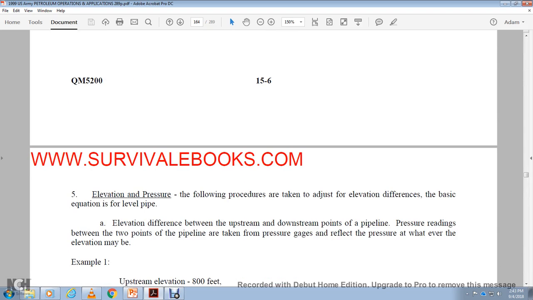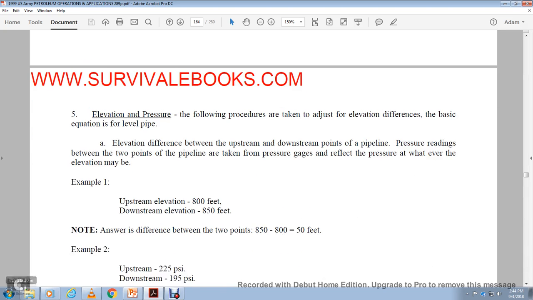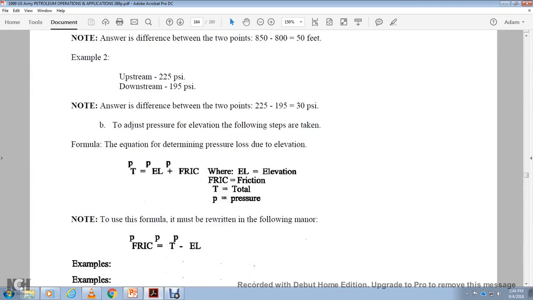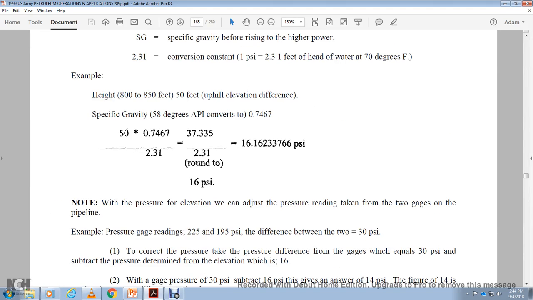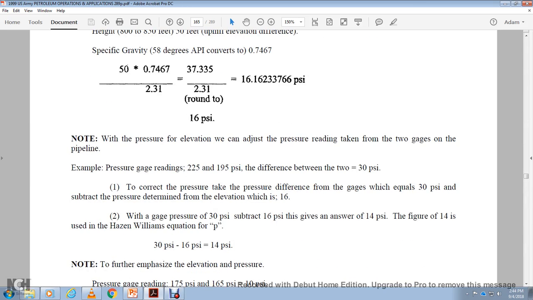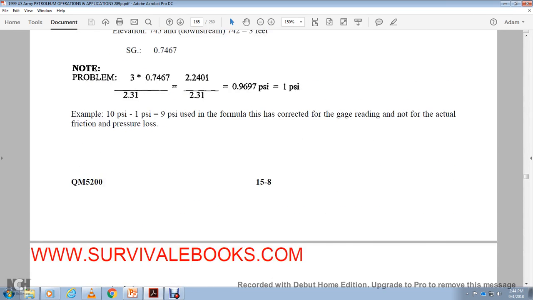Alright, 5. Elevation and pressure. The following procedure is to be taken when adjusting for the elevation difference in the level of the pipe. Consider the elevation difference between the upstream and downstream points for the pipeline pressure read between the two points of the pipeline, taking pressure gauge readings that reflect the pressure at whatever the elevation may be. The upstream elevation is 800, the downstream elevation is 850. The difference is 50 feet, and then it shows the examples in the notes. Note, with the pressure for the elevation, we can adjust the pressure reading taken with two gauges for the pipeline to correct for the pressure difference between the gauges, and then there are more problems.